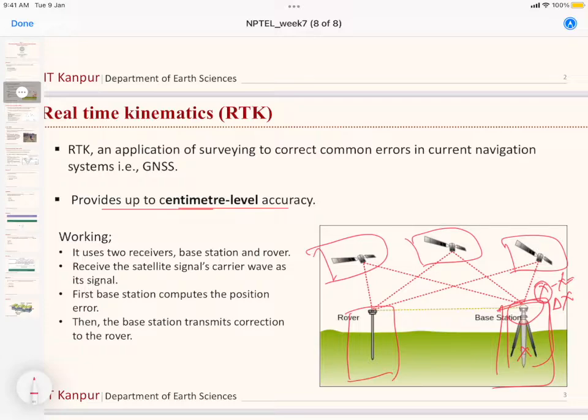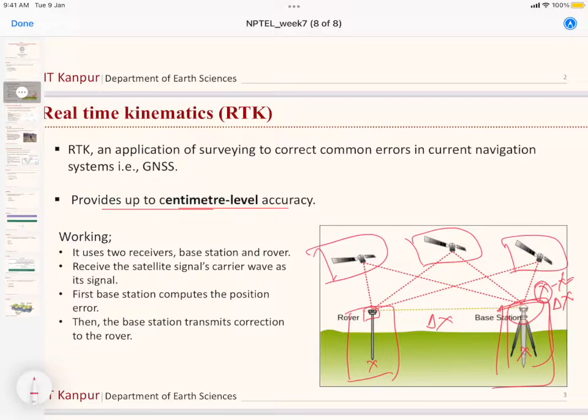Now the rover and the base station are connected, not physically, but through signals. So the delta x correction that the base has calculated, it will transfer to the rover. Now the rover applies this delta x correction and then calculates the displacement of this particular location. So this is how it provides centimeter level accuracy and precision. This is one method that we have for surveying.